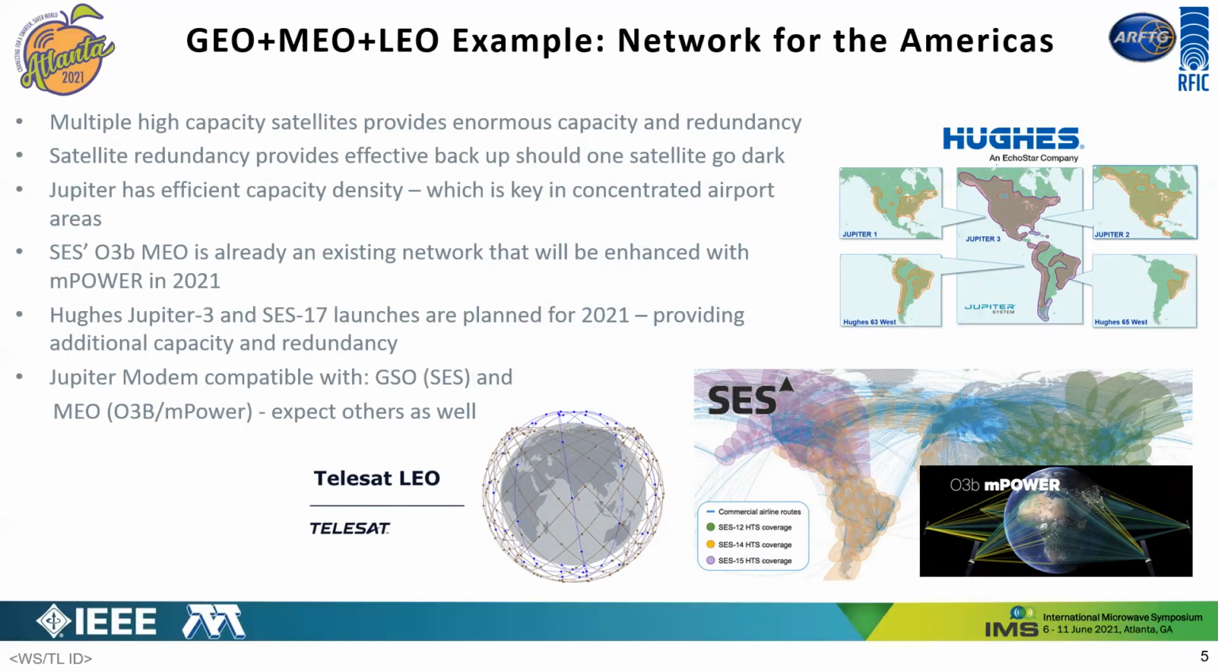Hughes has an extensive GSO North America constellation and South America coverage as well, and this will soon be augmented with SES's GSO SES-17 satellite. When combined, in this particular example, with SES's O3b and mPOWER MEO satellites, along with Telesat's LEO constellation, the result is an extremely versatile and robust, truly global capability. This is, of course, only one of the many hybrid networks in the works. There are, of course, others.